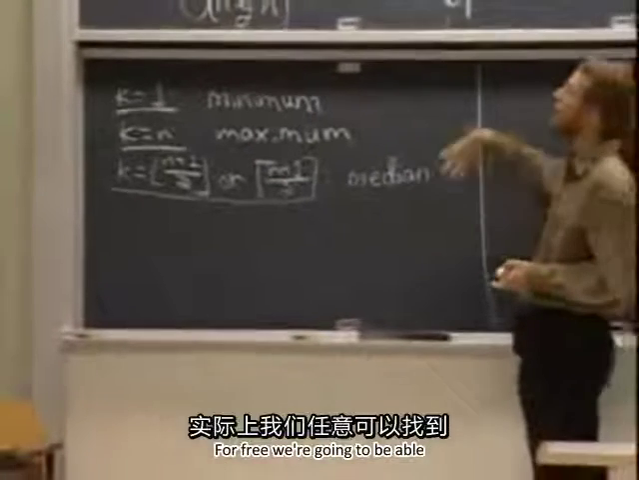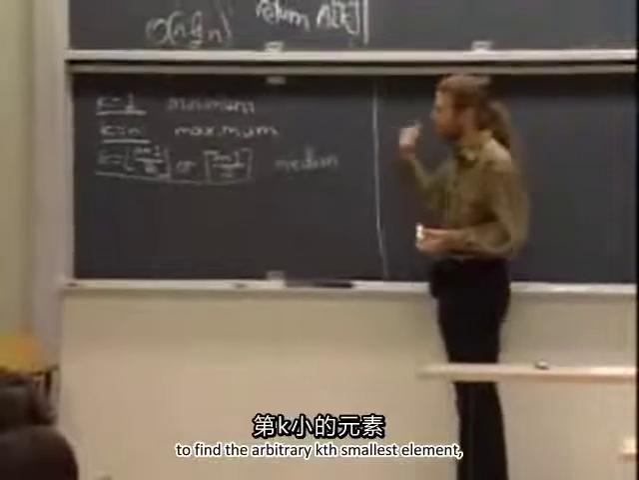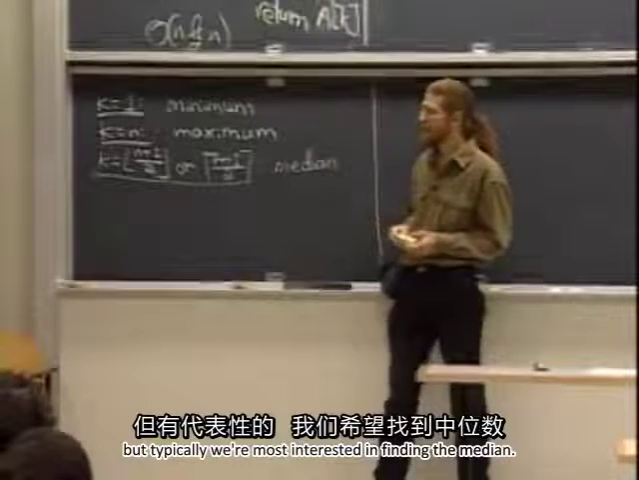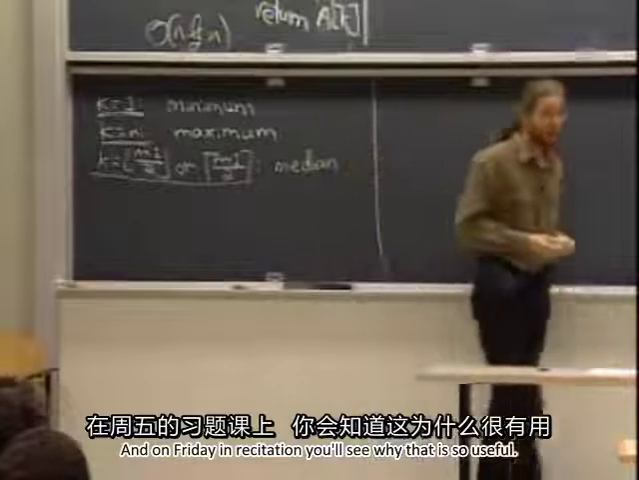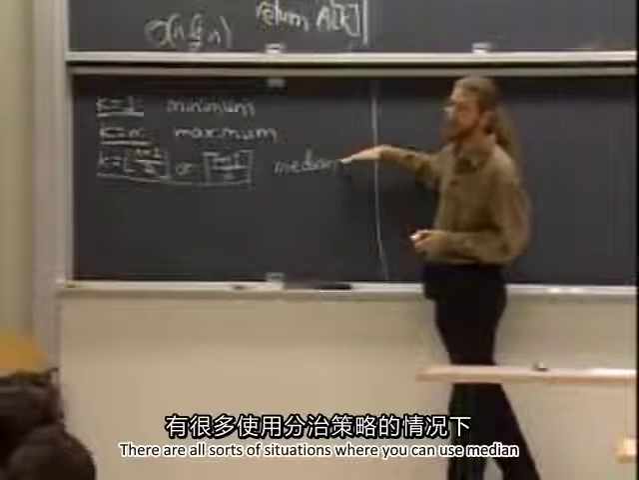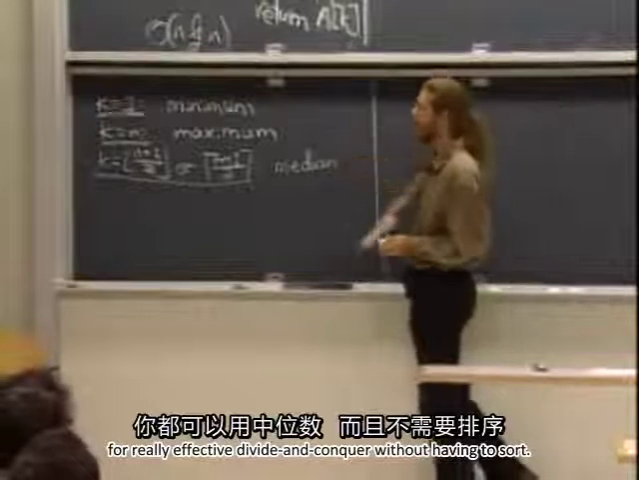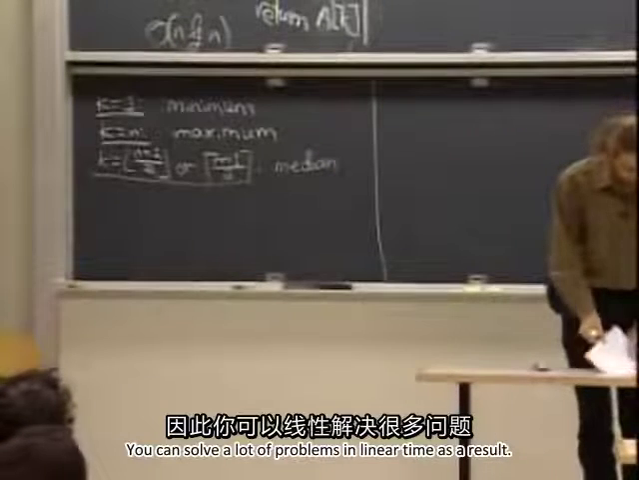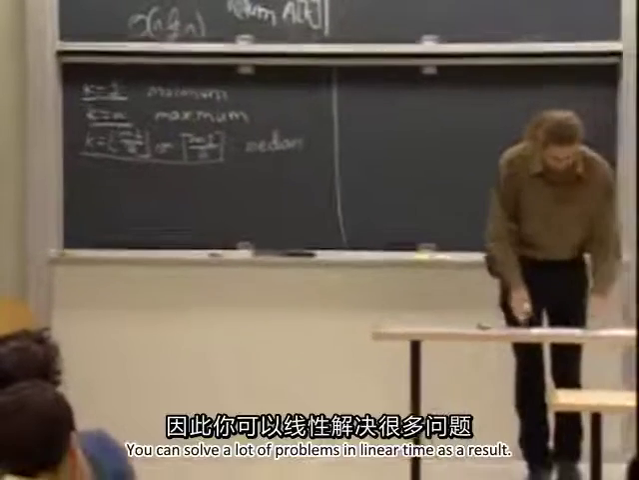For free, we're going to be able to find the arbitrary kth smallest element, but typically we're most interested in finding the median. And on Friday in recitation, you'll see why that's so useful. There's all sorts of situations where you can use median for really effective divide and conquer without having to sort. So you can solve a lot of problems in linear time as a result.